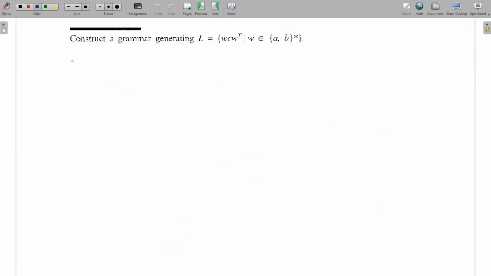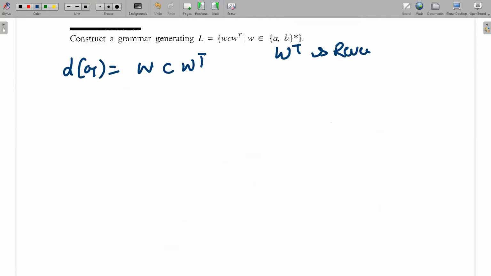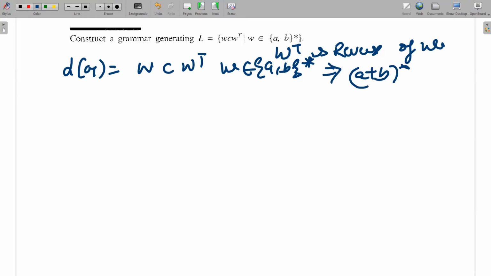The question says that you have a language given to you as W C W^R, where W^R is the reverse of W, and W belongs to {A, B} star. It means W contains all values of A's, B's, and any combinations of A's and B's. It's like (A plus B) whole star in the form of a regular expression.